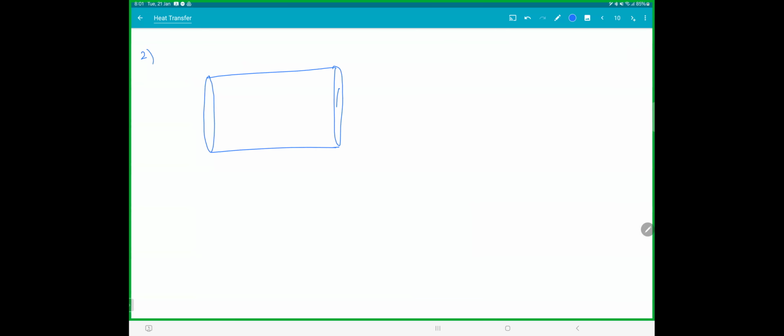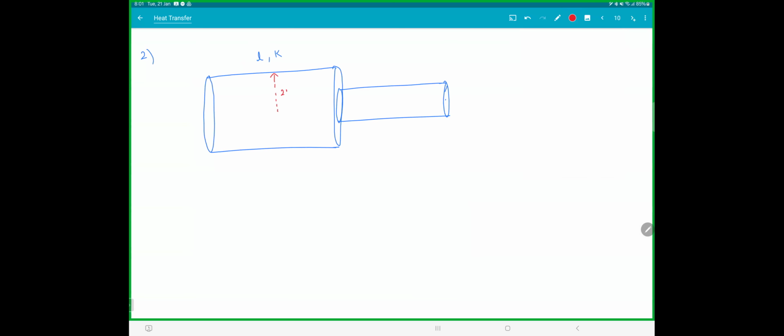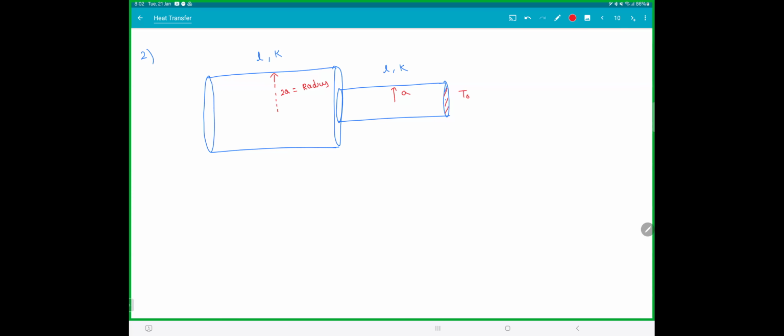Next one. We have a rod here. This is length L. This is K. The radius is 2A. This radius is A. This is also L and this is also K. This temperature is T naught and this temperature is 2 T naught. This here is your interface. Find the heat flow and the temperature at the interface. So how much heat flows from left to right? Find heat per second and temperature at interface.